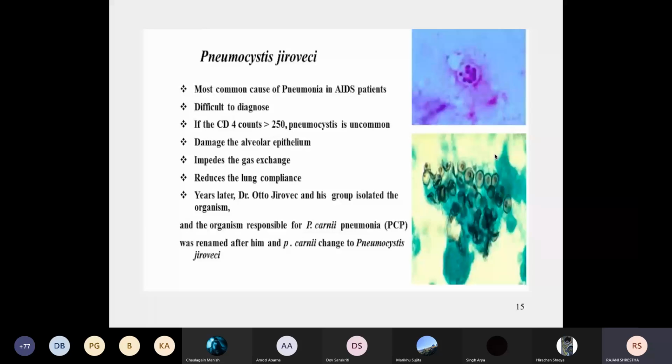And the most common cause of pneumonia in AIDS is Pneumocystis jirovecii, which is difficult to treat, and it is responsible for damaging the alveolar epithelium, it impairs gas exchange, and it reduces the lung compliance. First, it was named Pneumocystis carinii, but nowadays it is named jirovecii.